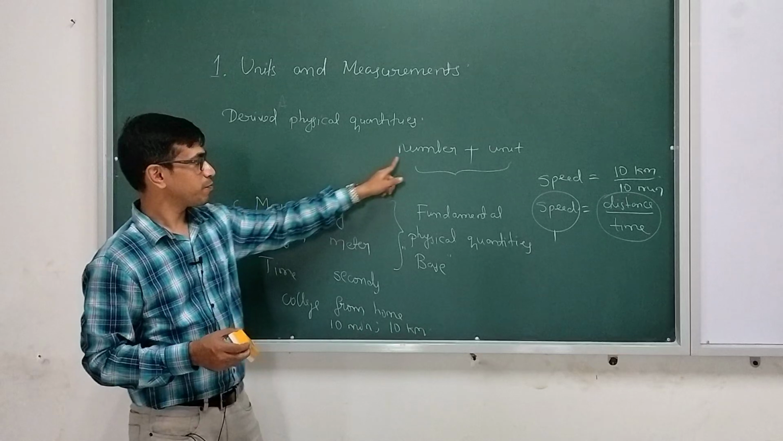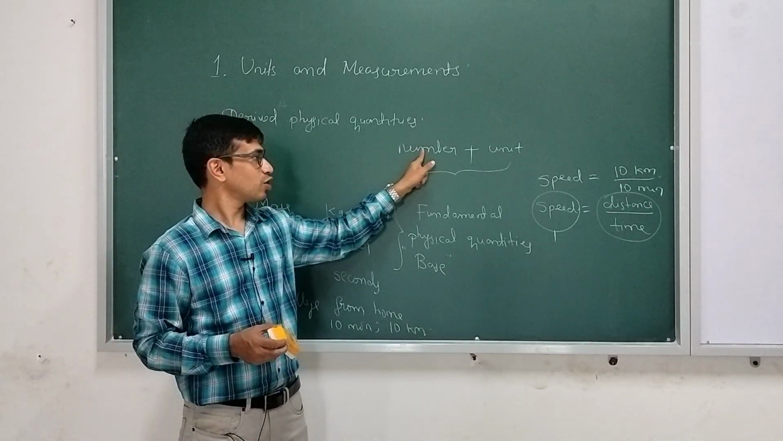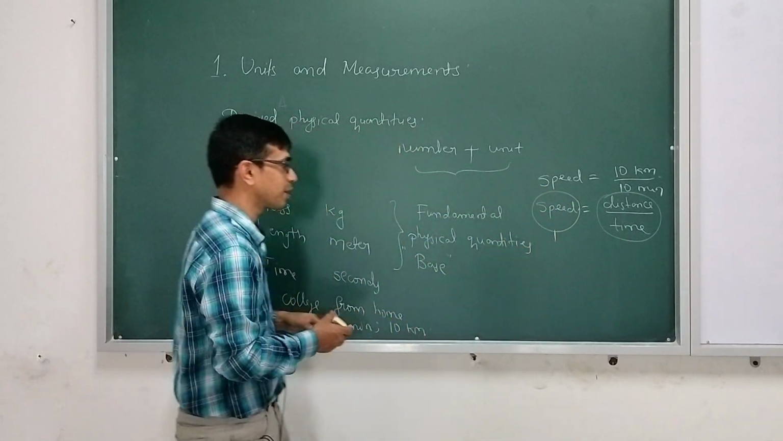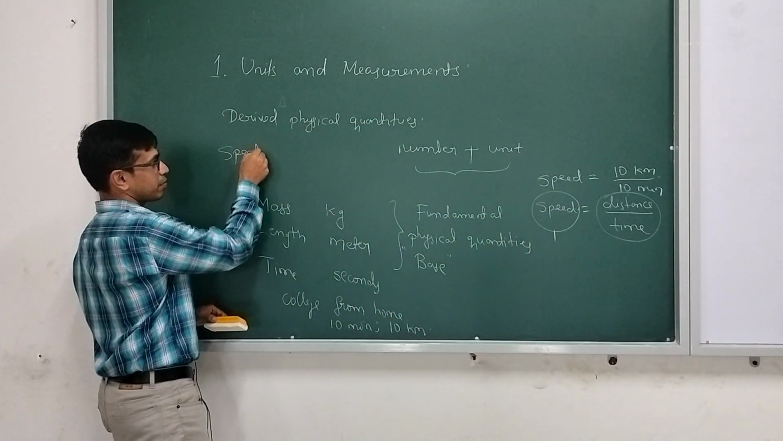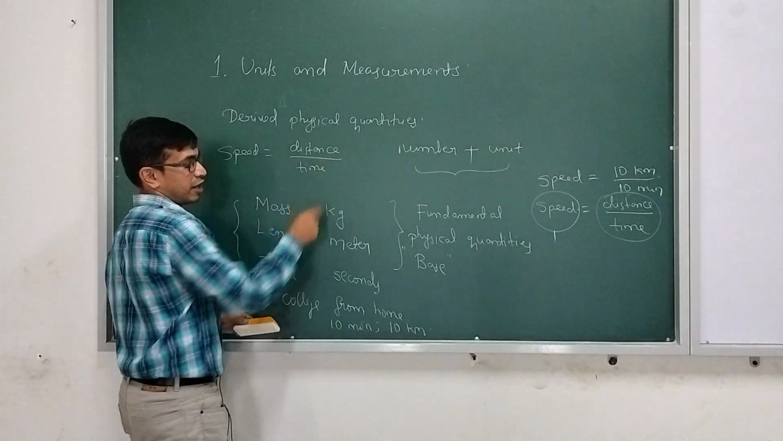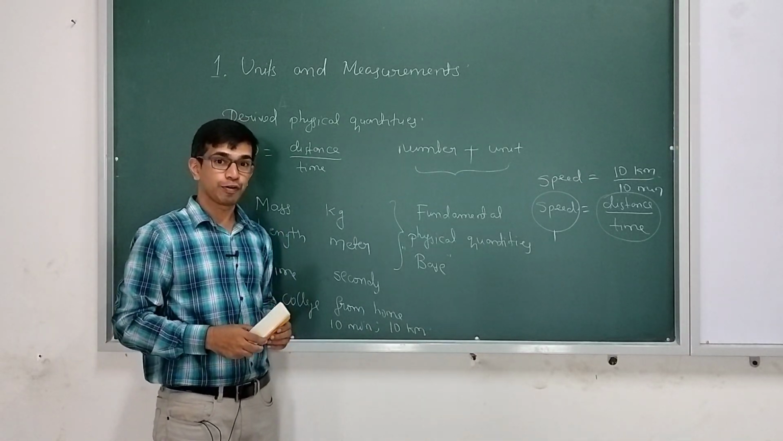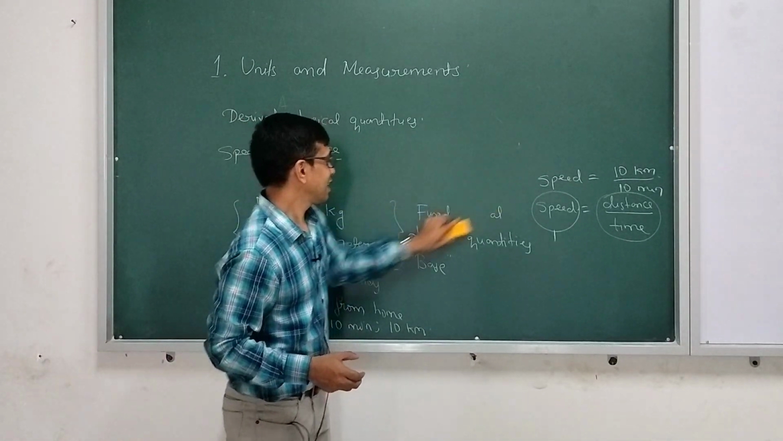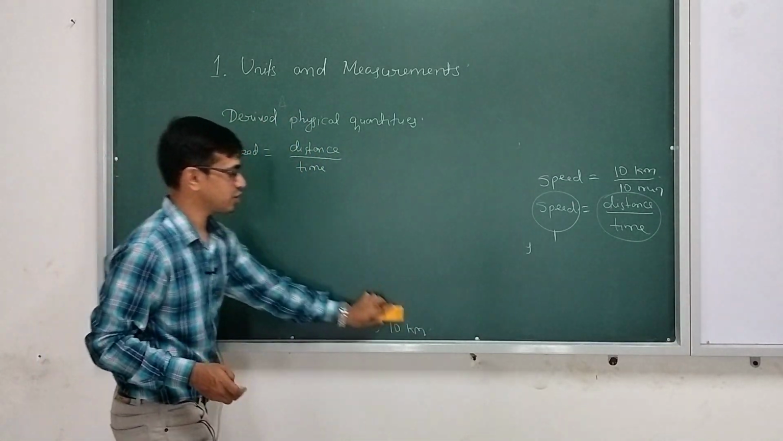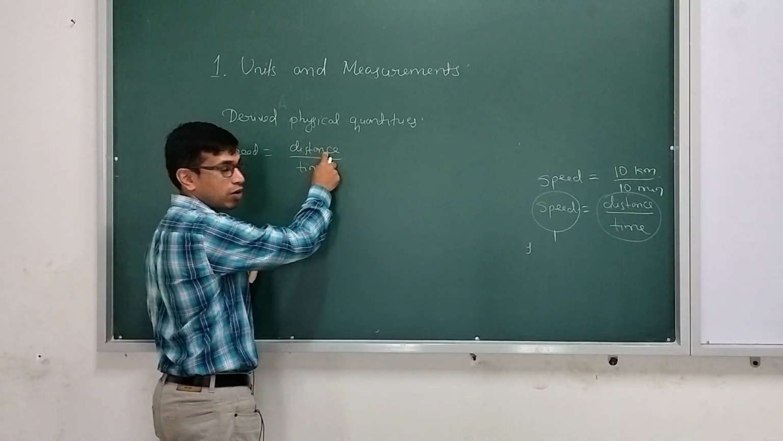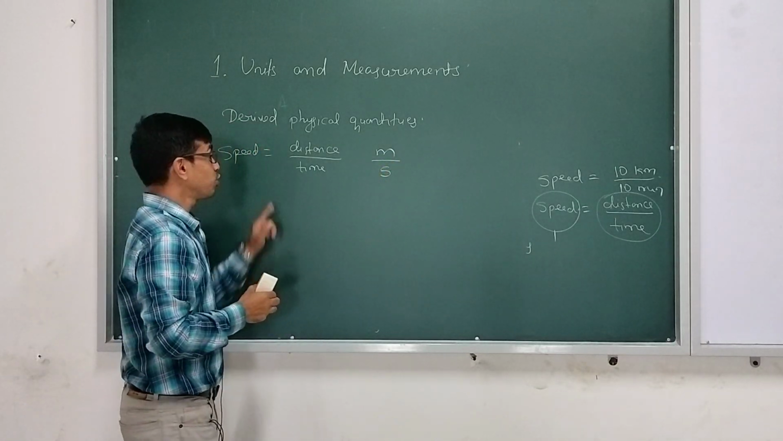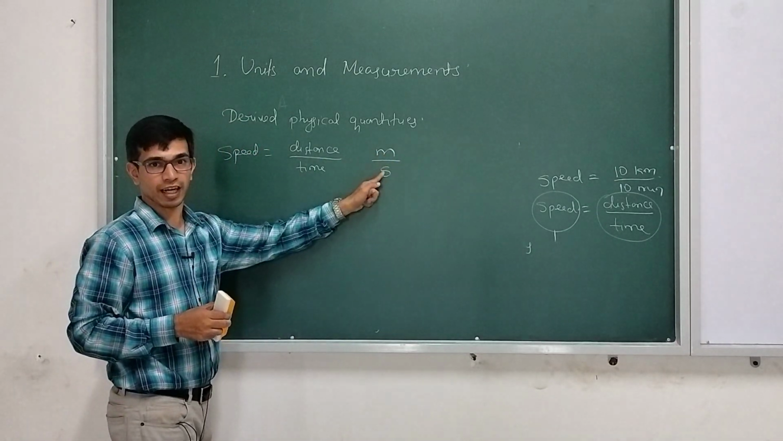As I clearly told, a physical quantity must consist of a number along with the unit. So, what is the unit for speed, which is the derived physical quantity? Very simple. Speed is nothing but distance divided by time. Distance or length will be measured in terms of meter, time will be measured in terms of second. Therefore, the unit for speed is meter per second.